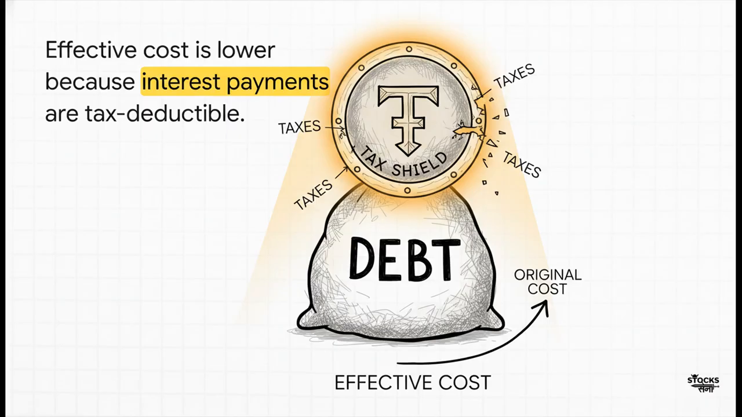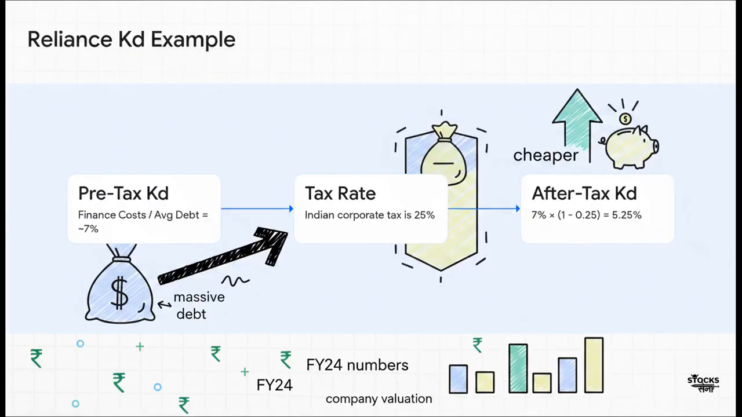You have to adjust for taxes. Why? Because interest payments on debt are tax-deductible expenses. The effective cost to the company is actually lower than the actual interest rate they pay out. Let me show you exactly how that works in the real world.